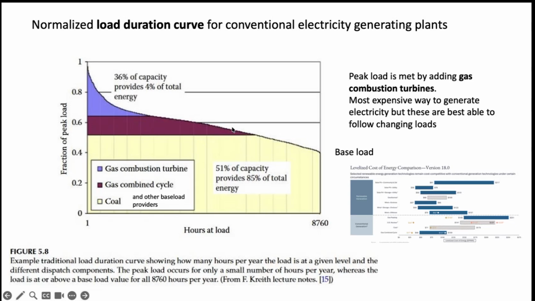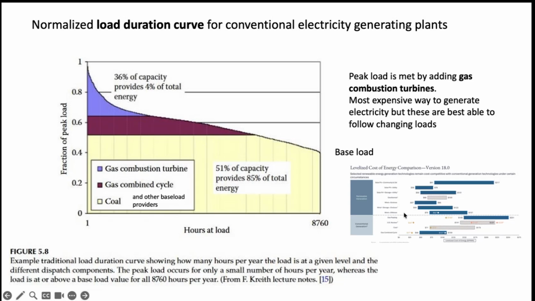Okay, so most of the time the base load can handle it. And every once in a while, the load comes up, say in the summertime or the wintertime, and you have to add some gas combined cycle. And then only rarely do you have to bring these inefficient gas combustion turbines in. So that's why this is needed as well.